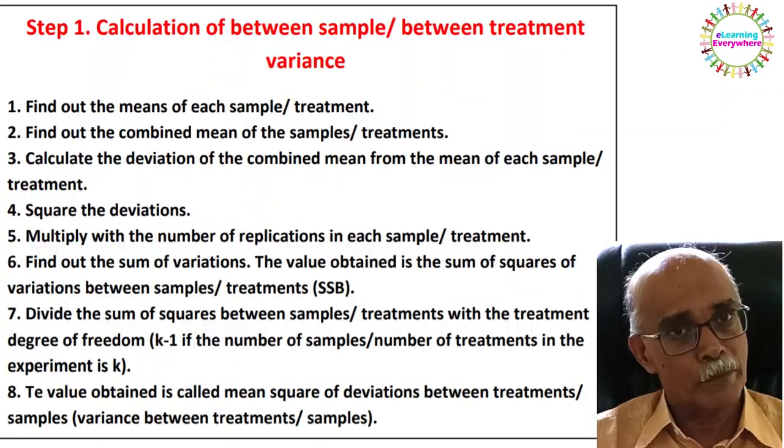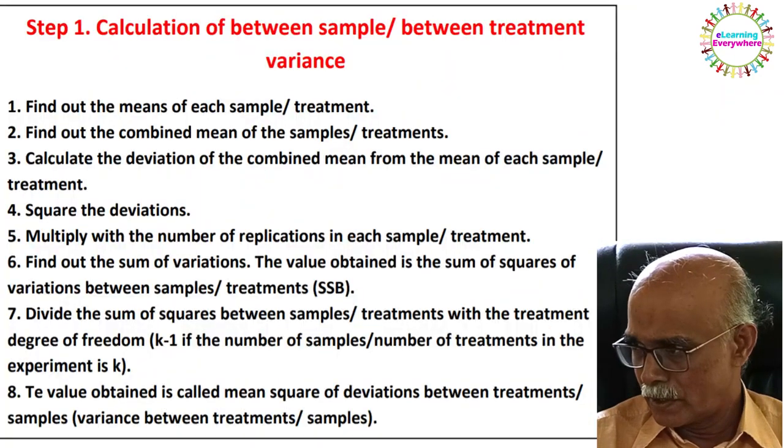So it is the ratio between, or you get the F value when you divide the between-treatment variance by the within-treatment variance. It's a little lengthy procedure, and there are different steps involved. The first step is to calculate the between-sample variance or between-treatment variance.